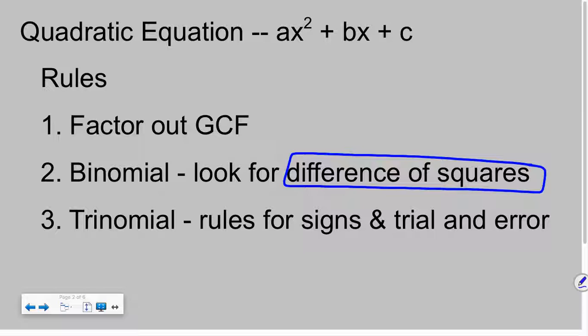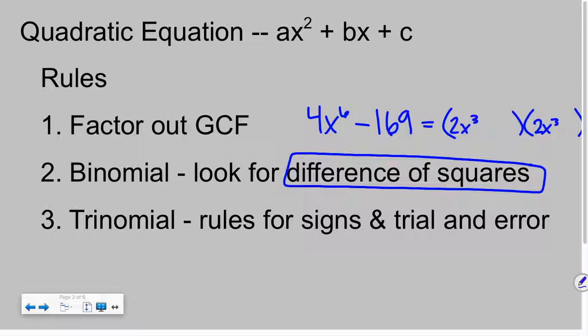So if it was like 4x to the 6th minus 169. It's a binomial. There's your difference. Is 4x to the 6th a perfect square? Yes. 169? Yes, 13. Good. So when I go to factor your difference of squares, square root of the first term, what's the square root of 4x to the 6th? 2x cubed. Good.